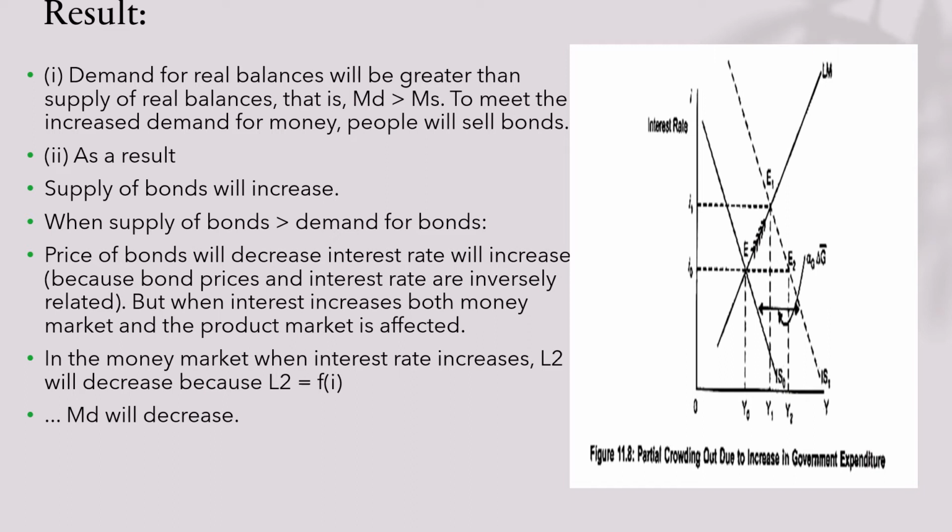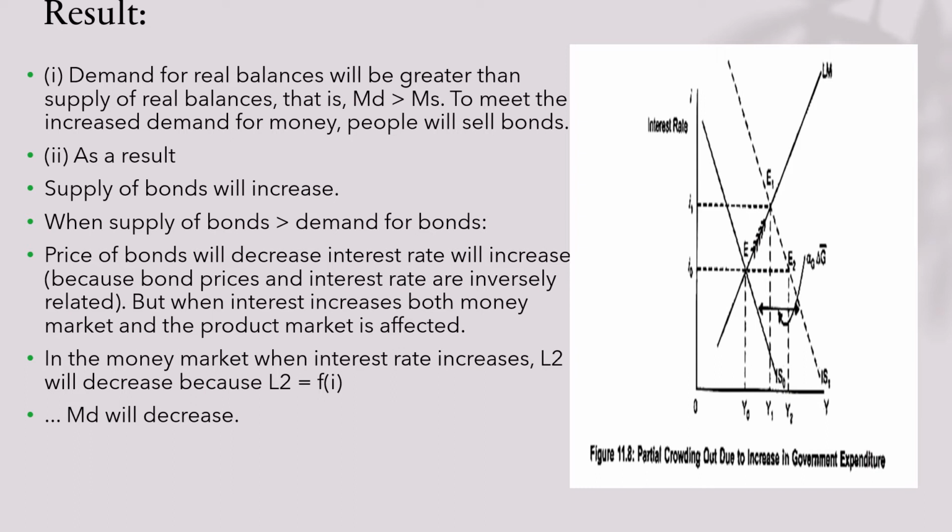We have to compare the demand for real balances as well as the supply of real balances. Here, the demand for real balances is greater. That is, MD is more than MS. In order to meet the increased demand for money, people will sell bonds. As a result, the supply of bonds would increase because whatever bonds they were holding with them are now sold in the market. As a result, bond supply would increase, and here the supply of bonds is greater than the demand for bonds.